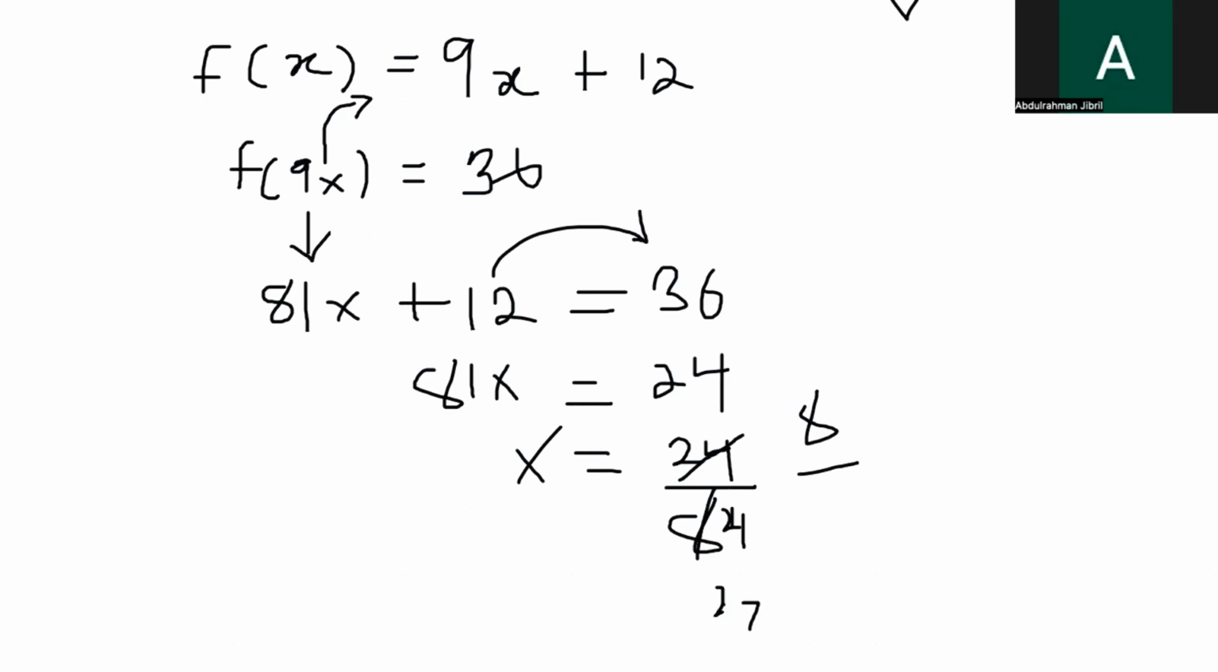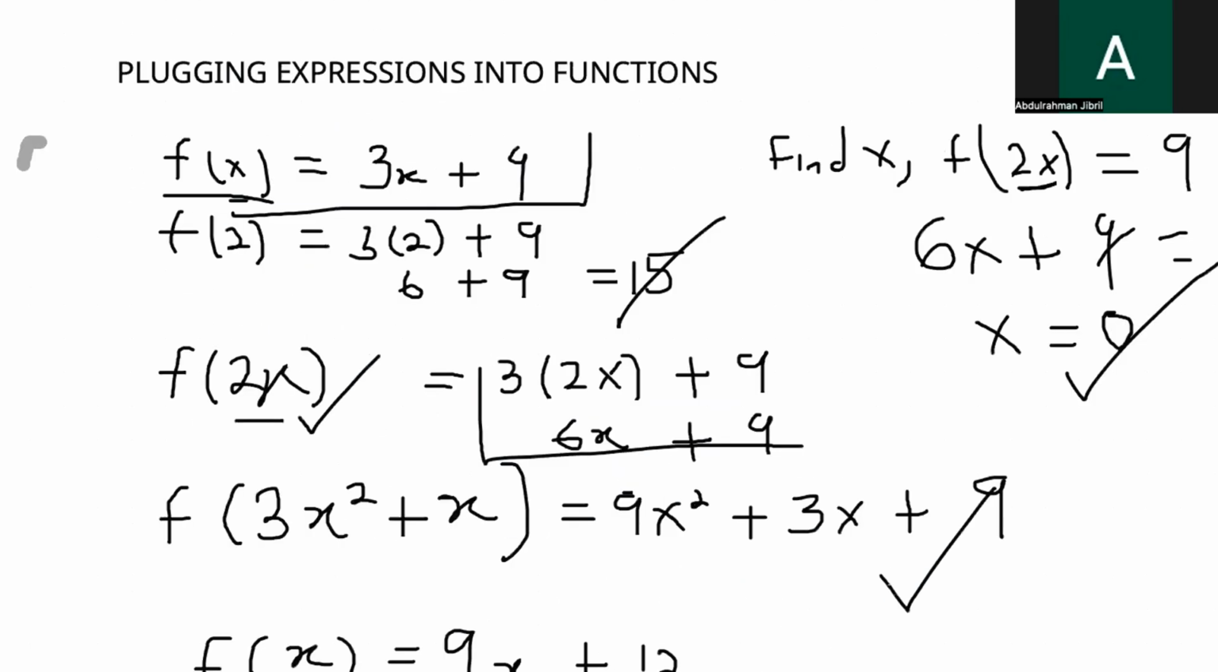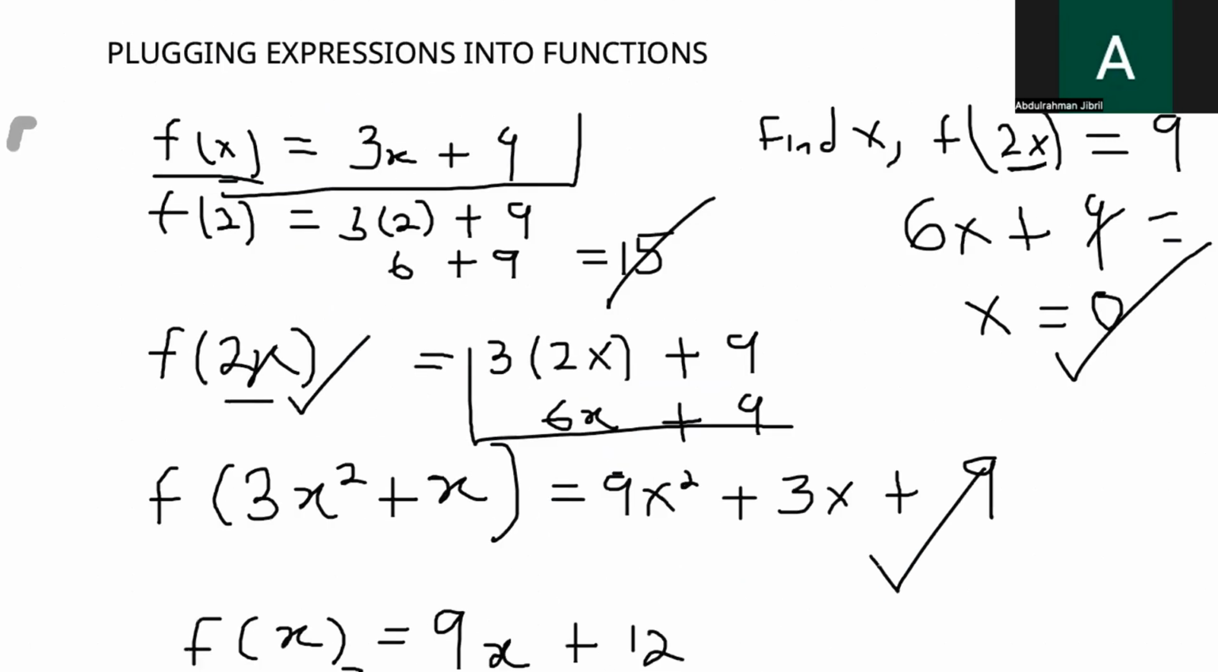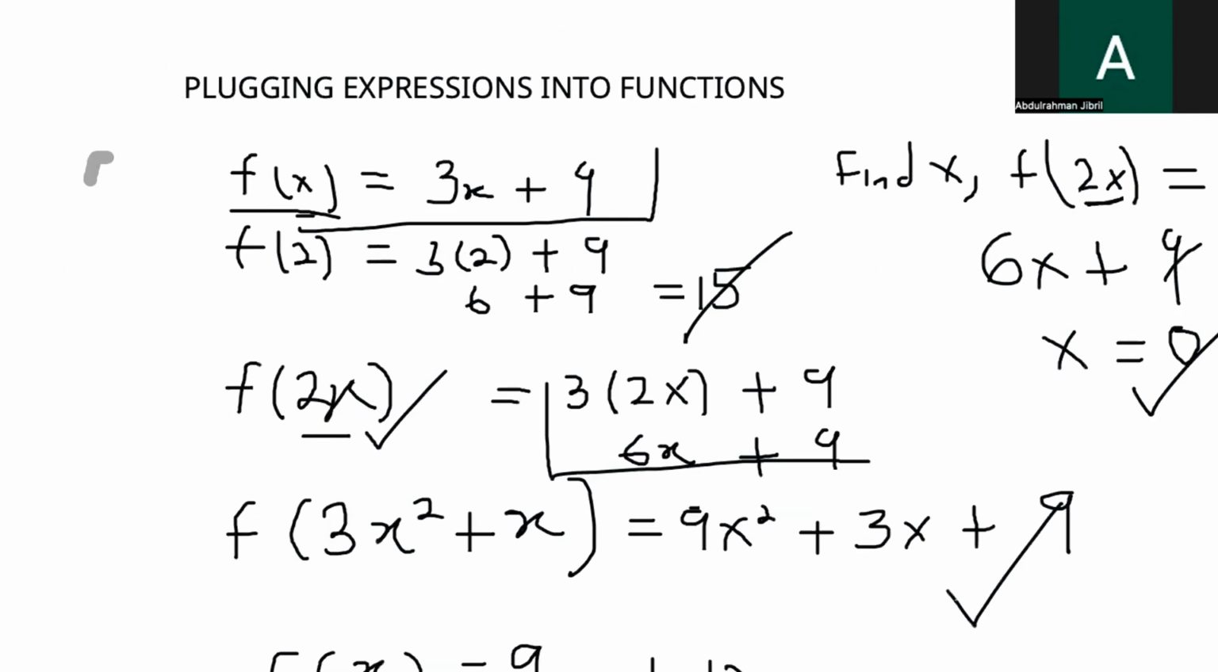So this is very simple. You treat expressions as constants whenever you have to plug them into functions and then evaluate them. And whenever the question is twisted, you can just apply the same rules and then do your simple algebra and you'll be fine.